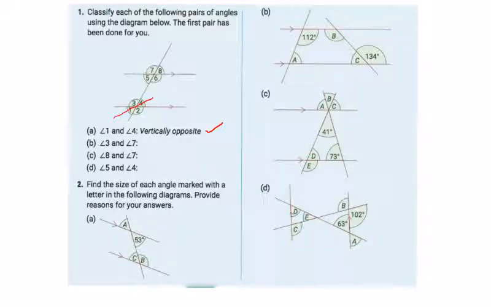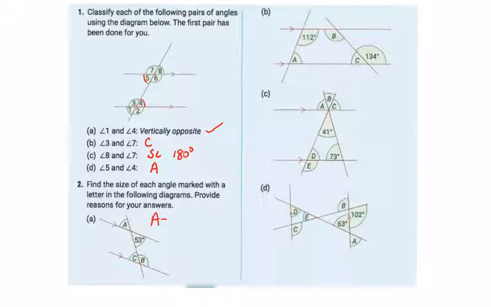3 and 7. 3 and 7 on both sides. So they correspond. I'll just do C for correspond. 8 and 7. Up here, 8 and 7. Straight line. SL, 180 degrees. 5 and 4. 5 and 4 opposite sides. Alternate. A for alternate.